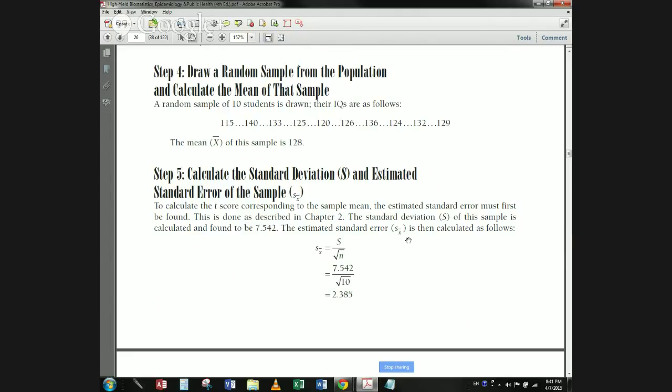Step 5. Calculate the standard deviation and estimated standard error of the sample. To calculate the t-score corresponding to the sample mean, the estimated standard error must first be found. This is done as described in Chapter 2. The standard deviation of this sample is calculated and found to be 7.542. The estimated standard error is then calculated as follows. Standard error is equal to standard deviation divided by the square root of the total number. When we plug in these numbers, which would be 7.542 divided by the square root of 10, you get 2.385.